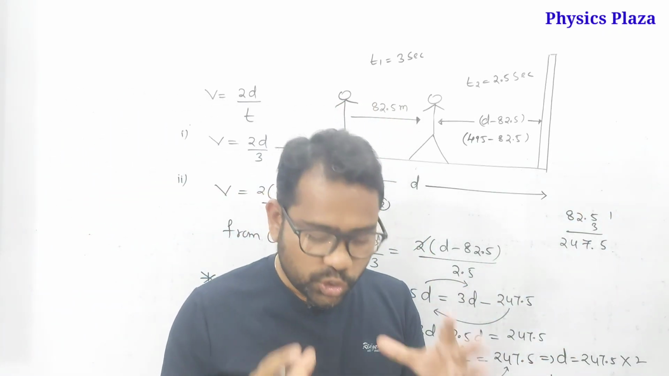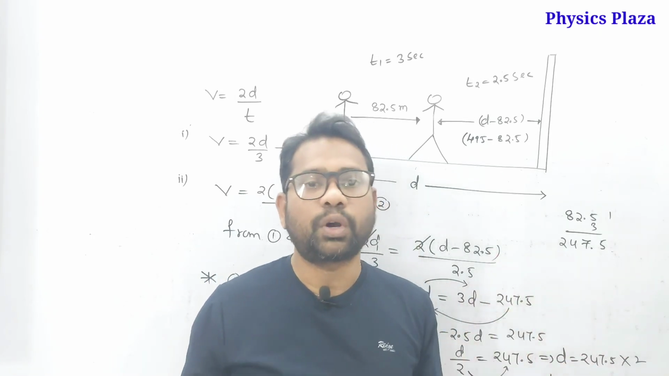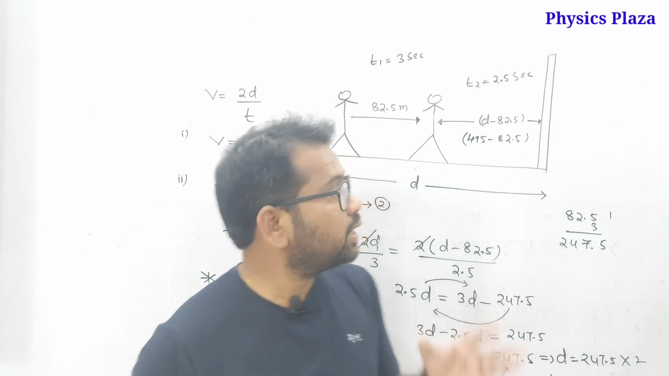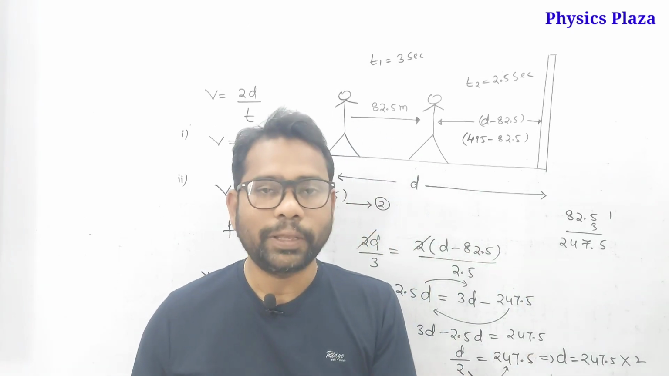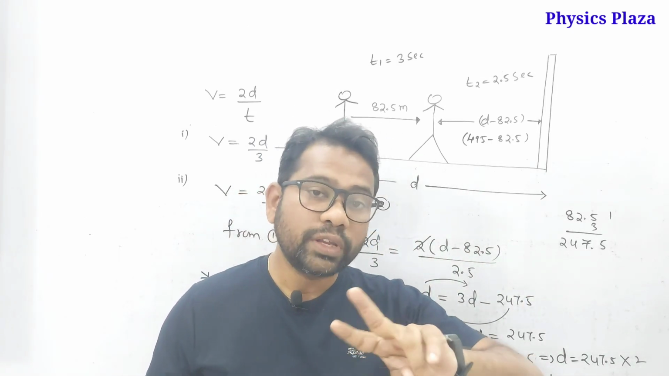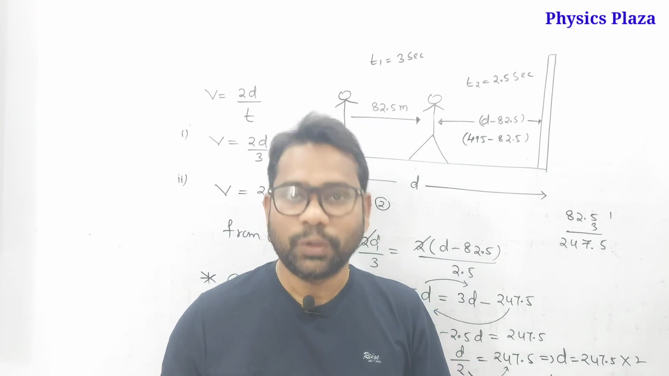And the procedure is the same. Everything is the same only. Children, just the concept is important. Don't try to learn by heart, because these three numericals are purely based on v is equal to 2d by t only. But the way we are solving differs a little bit. Okay, copy it.